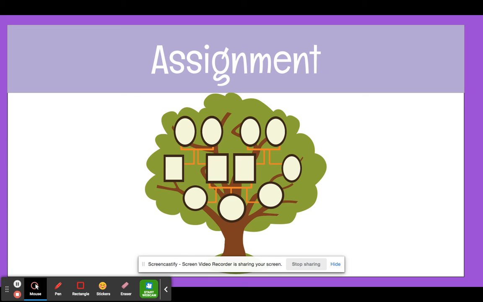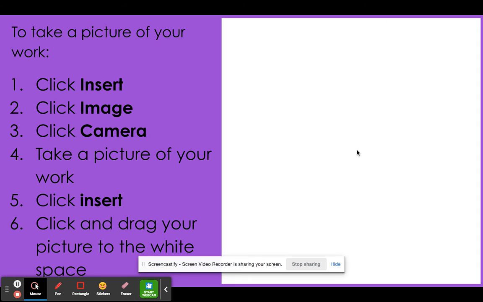So you're going to draw your family tree, all the people in your family that you can think of, you're going to draw a picture of on your paper, and then you're going to take a picture of it and upload it on this next slide. Then when you're finished, make sure you go back to Google Classroom and click Mark as Done.